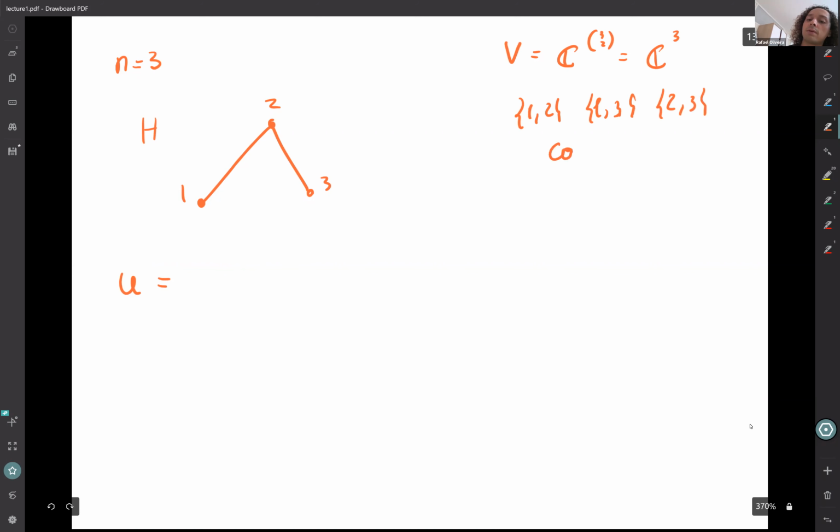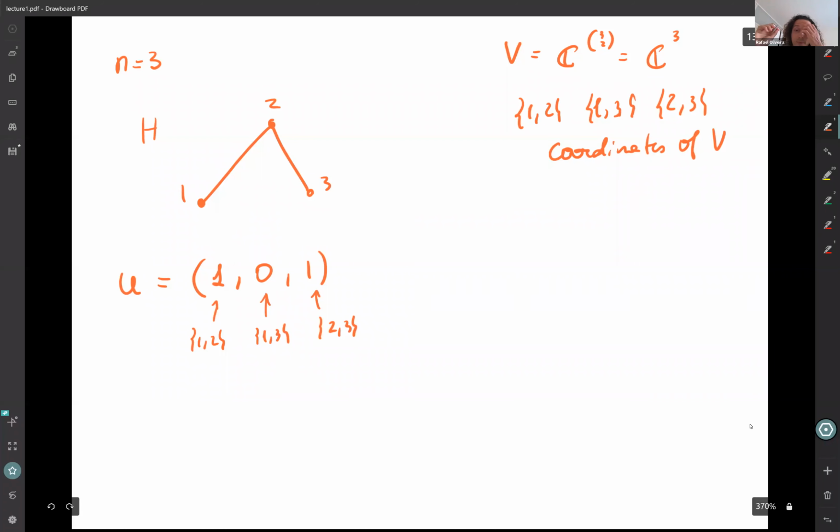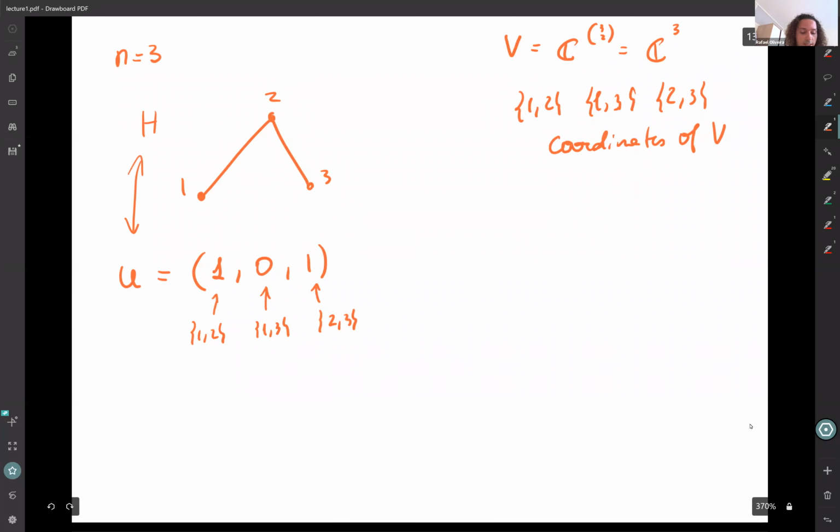Right, these are the coordinates of V. And let's say that we index the coordinates of V exactly by this order: 1,2, 1,3, 2,3. So U here will be exactly the vector 1, 0, 1, because I have the edge 1,2, which corresponds to 1,2 being in the graph. This 0 corresponds to the edge 1,3 not being in the graph. And this 1 corresponds to the edge 2,3 being in the graph. So now the vector U is associated to H.